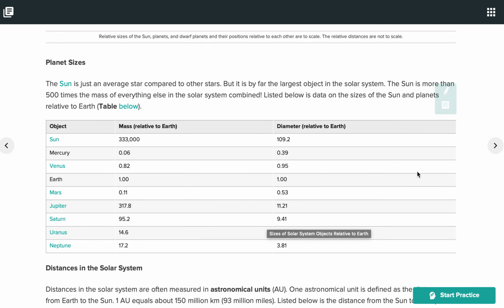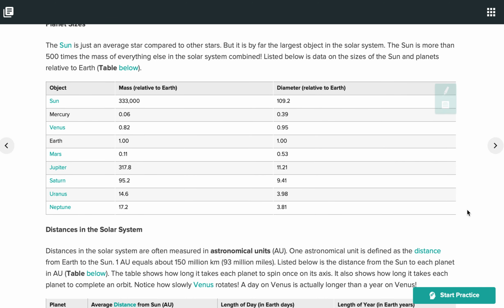Planet sizes. The Sun is just an average star compared to other stars, but it is by far the largest object in the solar system. The Sun is more than 500 times the mass of everything else in the solar system combined. Listed below is the data on the sizes of the Sun and planets relative to the Earth. So check that out. We got the mass relative to Earth, so remember that's compared to us, so 333,000 times bigger than the Earth. That's the Sun. Mercury is actually a little bit less than the Earth. Venus, close to our size.